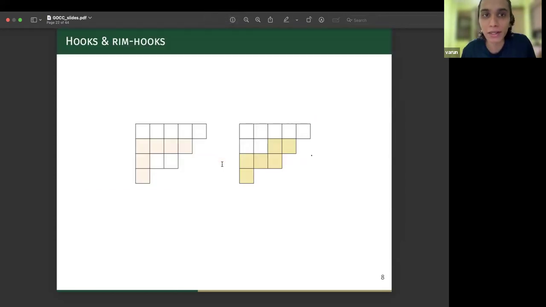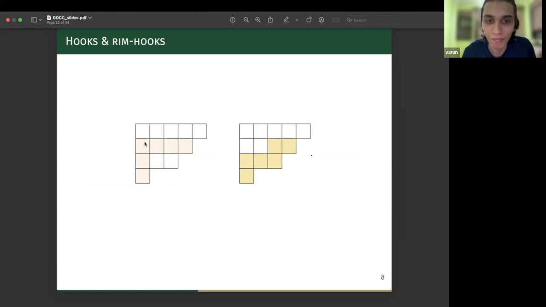So the protagonists of this investigation, I guess, are rim hooks. To define them, let me first define what hooks are. I have the diagram of the partition 5431. I'll try sticking to this partition for the rest of the talk too.